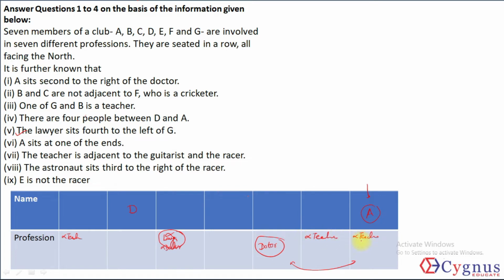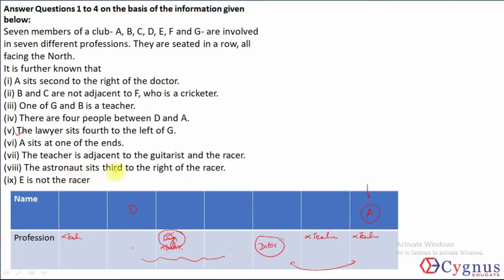So I have already eliminated the possibility of teachers here. From this place, 3. And this one also. This is not a teacher. So how many possibilities are left for a teacher? 3 possibilities. These 3. So I'll put teacher either at this place or this or this. There are 3 possibilities for a teacher. Teacher is adjacent to guitarist and racer.